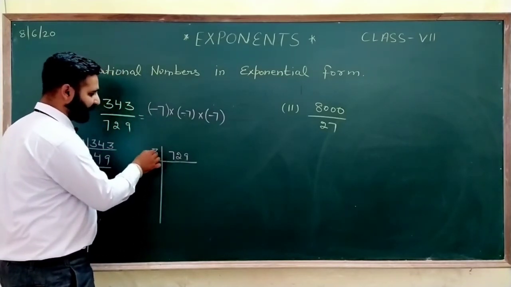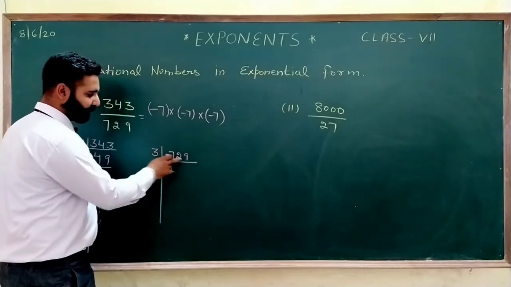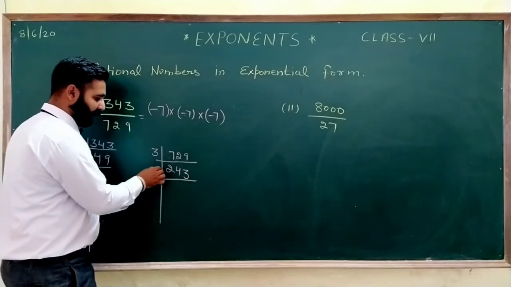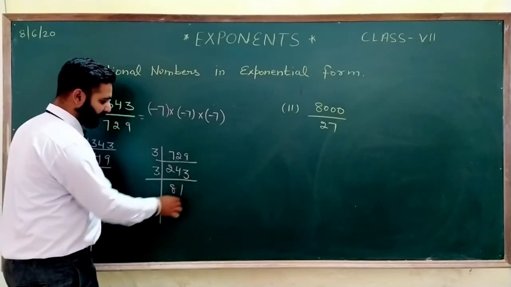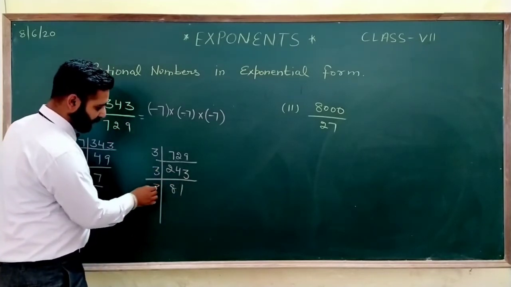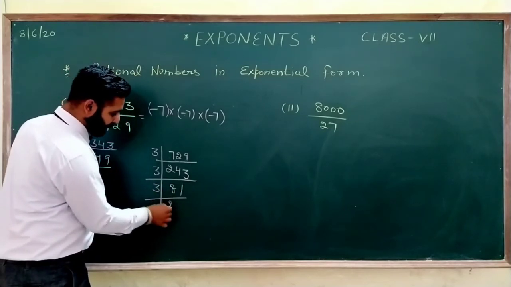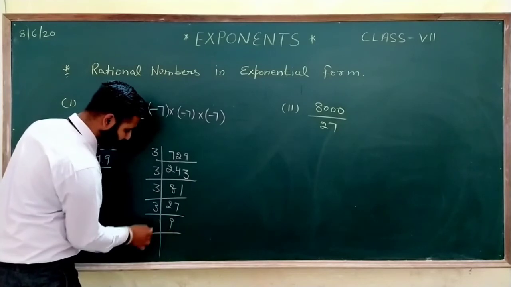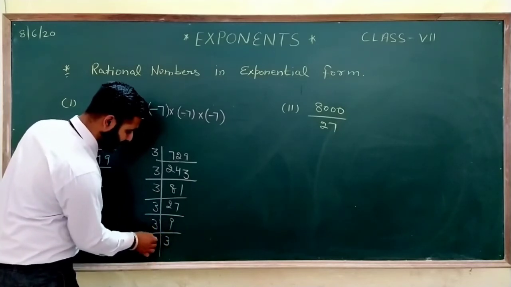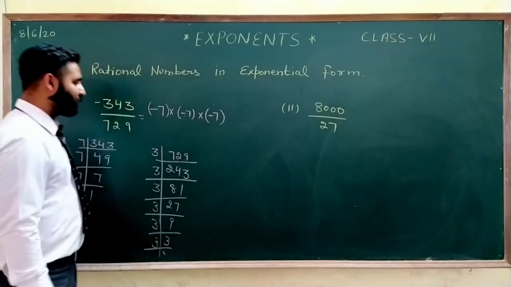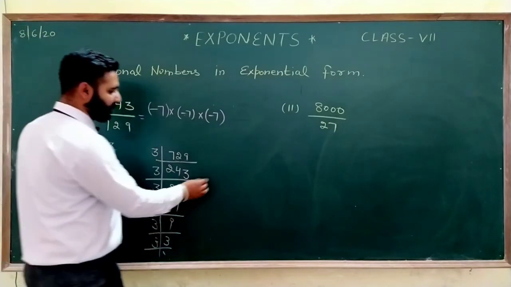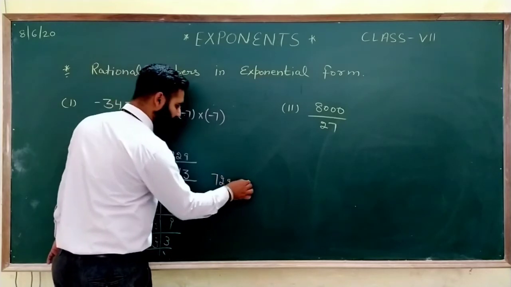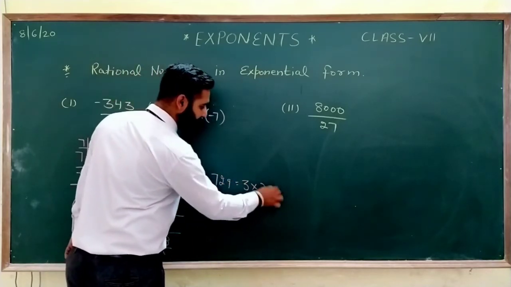So on the table of 3, 2s are, 4s are and 3s are. Again 3, 8s are, 1s are, again 27, 3, 9, 3 and 1. So 729 we can say 729 is equal to 3 multiplied by 3.